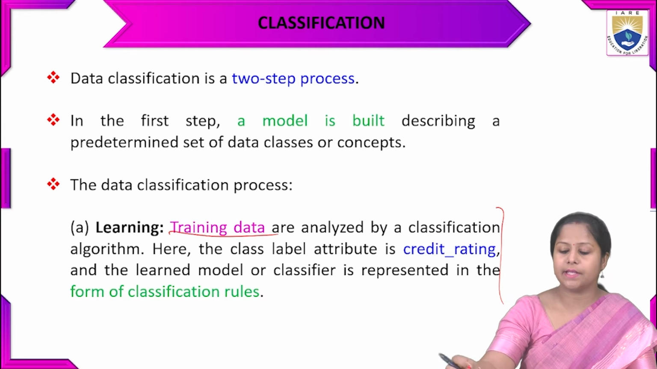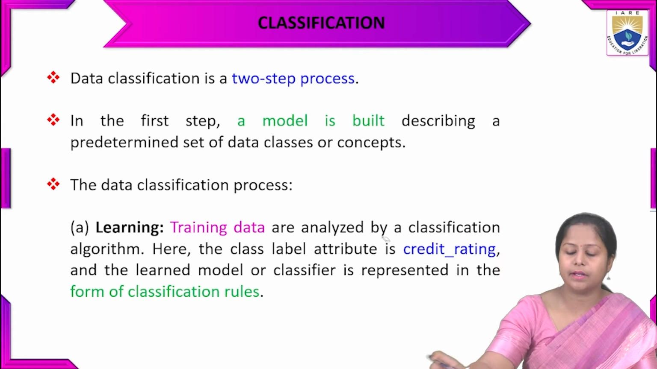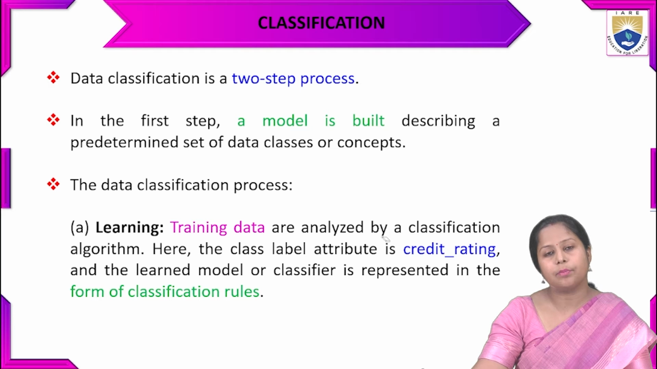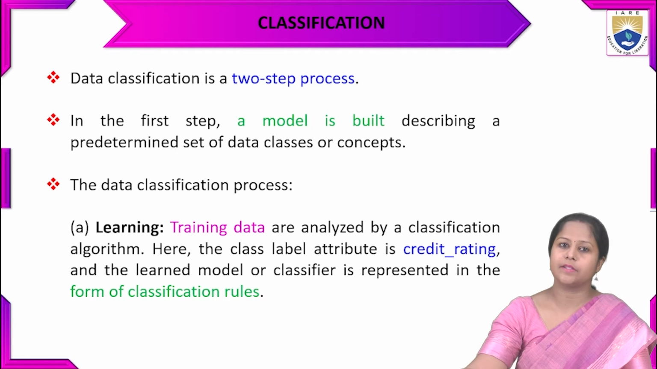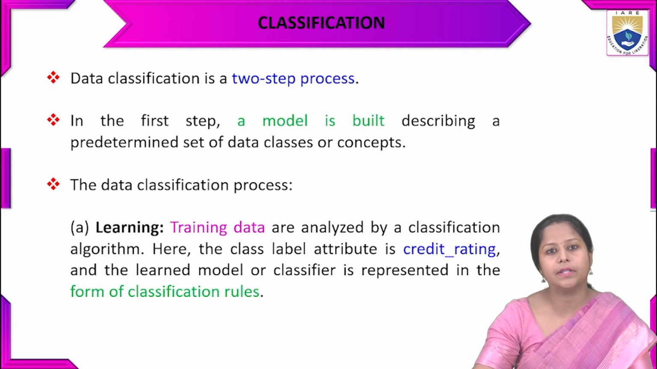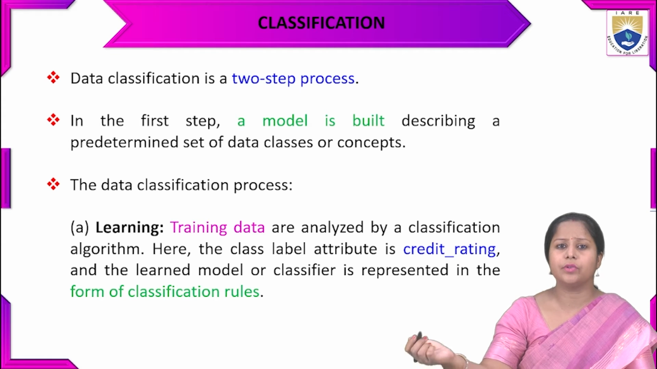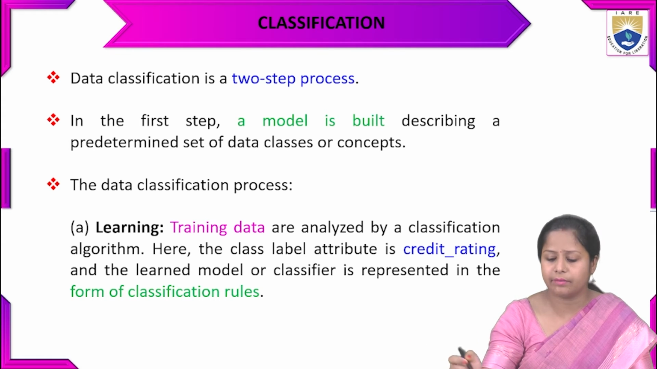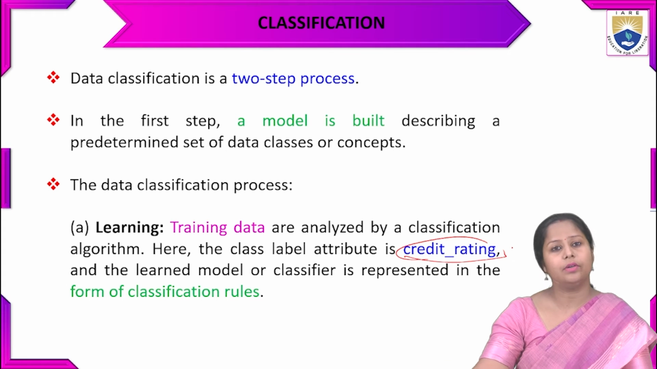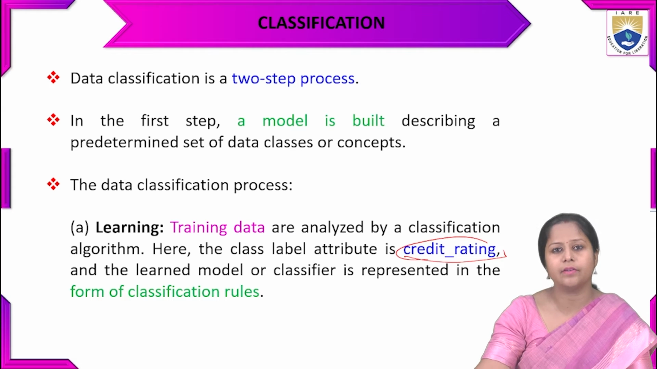Here the class label attribute, suppose, is the credit rating. For example, suppose there is a customer who is using a credit card. We are going to use one class label, that is the credit rating. On the basis of the credit rating, we are going to predict whether the customer is going to buy that particular item or not.